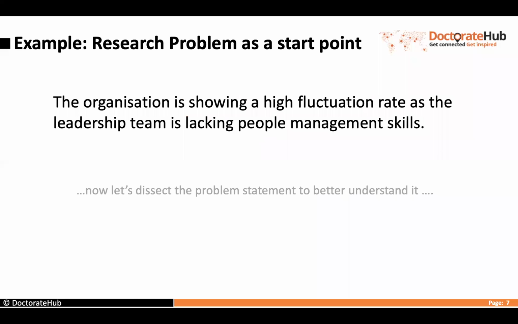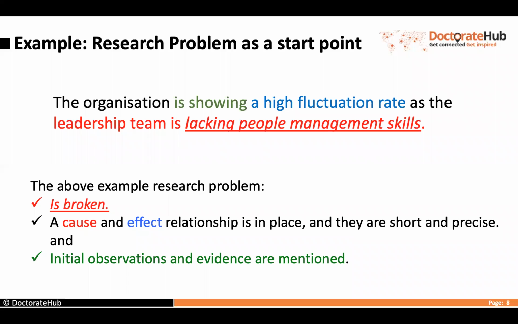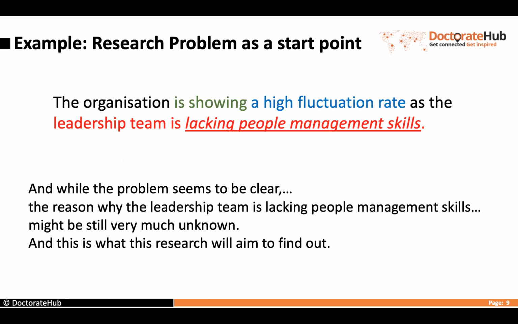Now, this is a clear situation where the problem is a starting point. We have an organization that is showing a high fluctuation rate, and we do understand already that the leadership team is lacking some people management skills, and this is the origin for the high fluctuation rate. So we see here a situation that is clearly broke. We understand there is a cause and effect relation, and there is an initial body of evidence that we have because we, for example, work in that organization and we have observed how things are working out. So in this case, the research problem is your starting point.